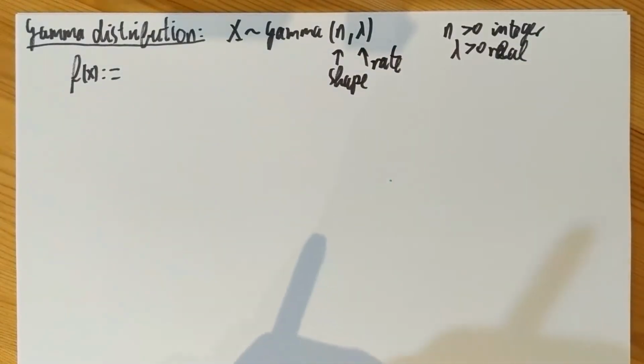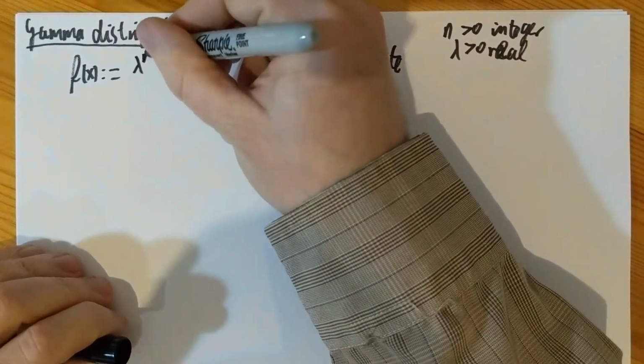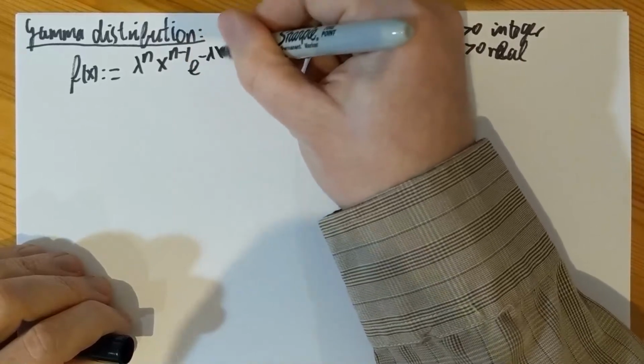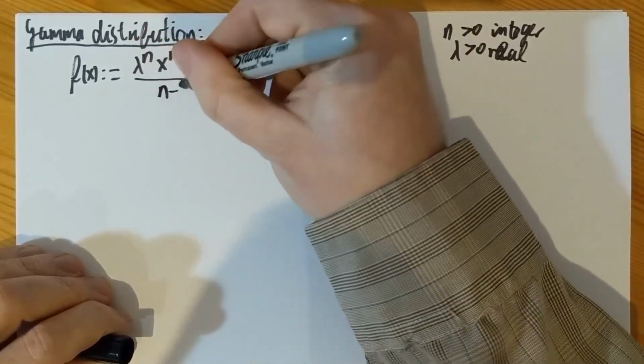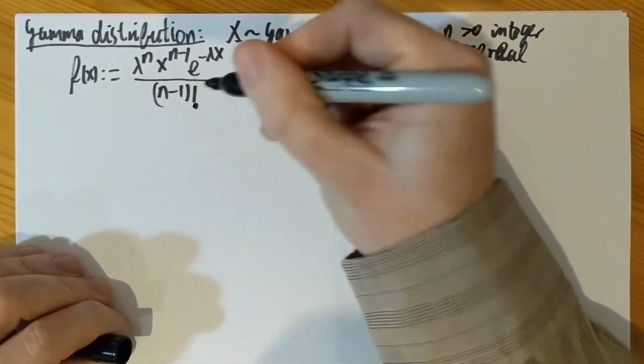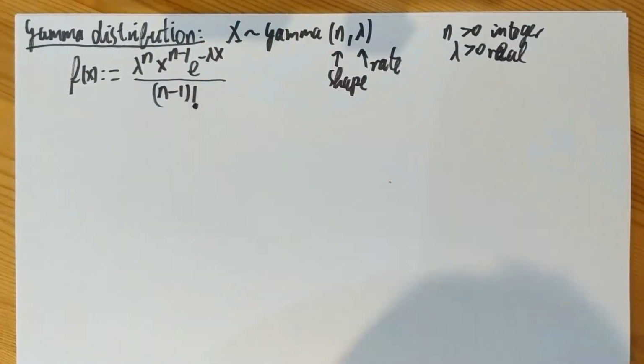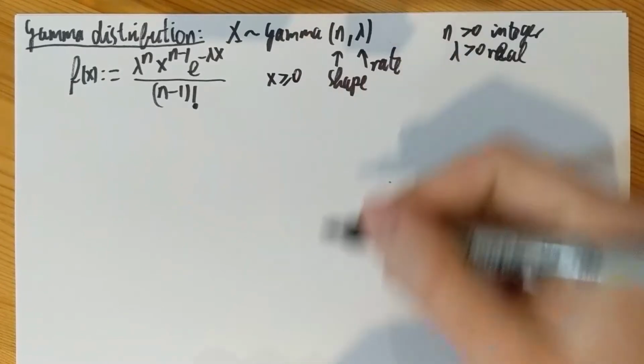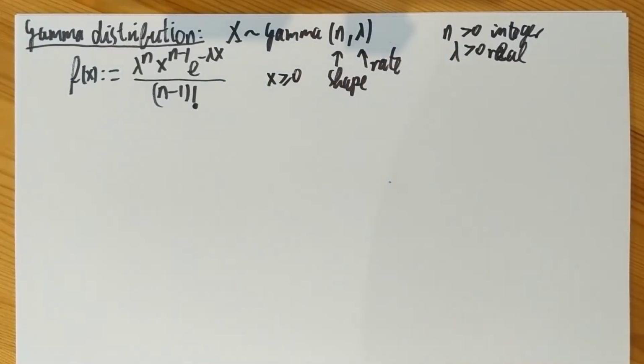If its density is of the following form: lambda to the n, x to the n minus 1, e to the minus lambda x over n minus 1 factorial. And there is a good reason it's called a gamma distribution. N minus 1 factorial is actually gamma of n, and a few minutes from now we're going to see that you can generalize this to non-integer n's. But for now, let's stick with the positive integers n, and so this is the density for positive x's, or non-negative x's, doesn't matter. Okay, now the first question, of course, is whether this is actually a density.